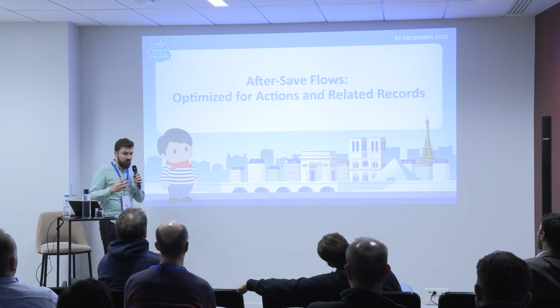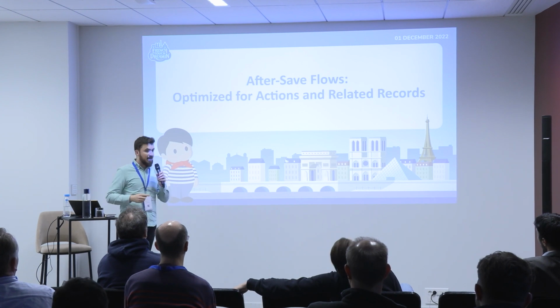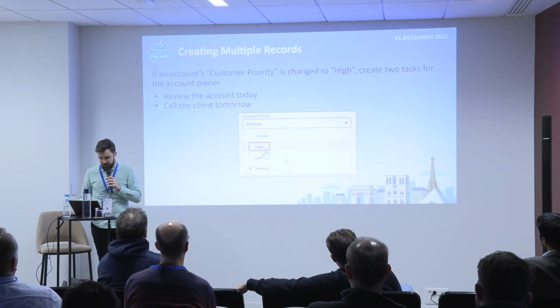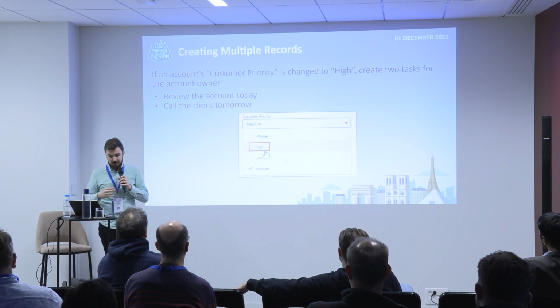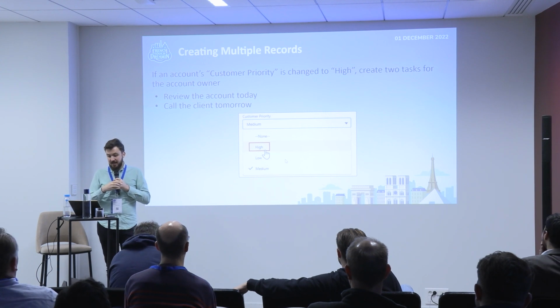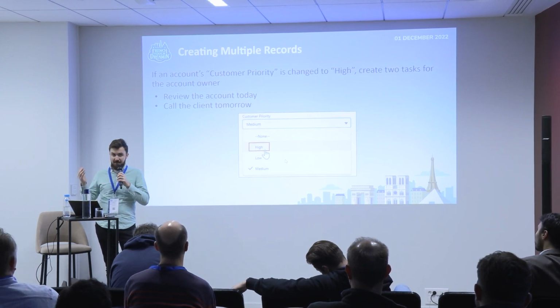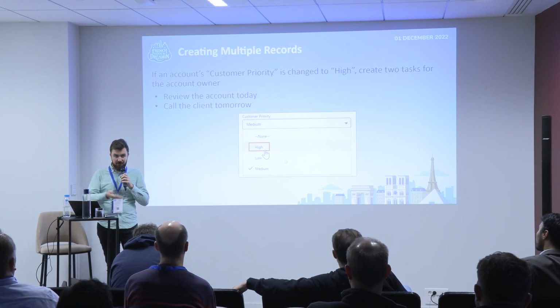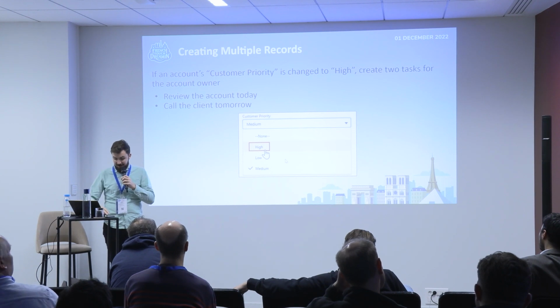So those are the before save flow situations. For after save flows that are optimized for actions and related records, I have two examples there. This one's about creating multiple records. So in the example here, a sales manager comes in and wants to set the customer priority field to high on certain accounts and have two tasks created automatically for that account owner. They should review the account today and call the client tomorrow.